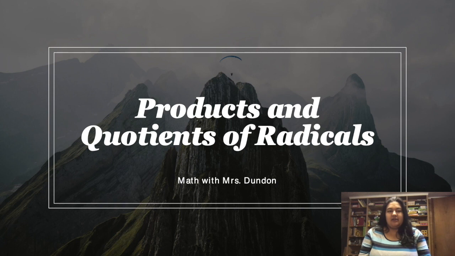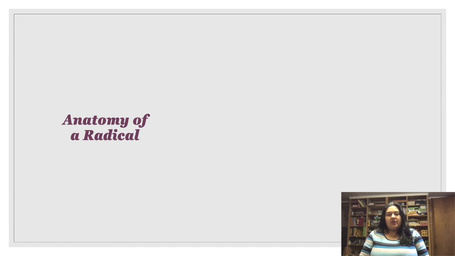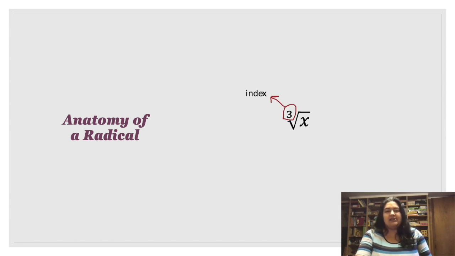Quotients of radicals. Just a reminder that products deal with multiplication and quotients are the result of division. Let's do some review of the anatomy of a radical first. Here's my radical, the cube root of x. That 3 indicates my cube root, and that is called the index. The x under the radical sign is called the radicand. Hopefully that is review for you.